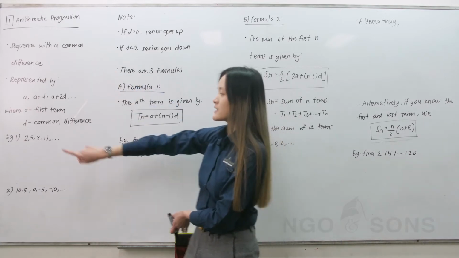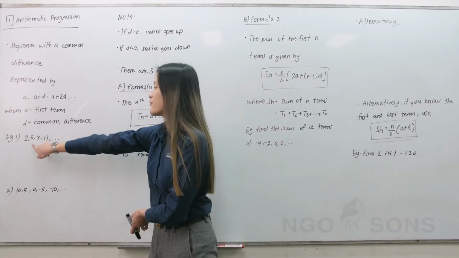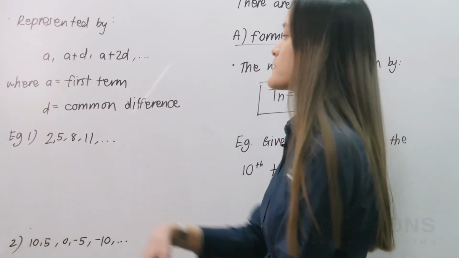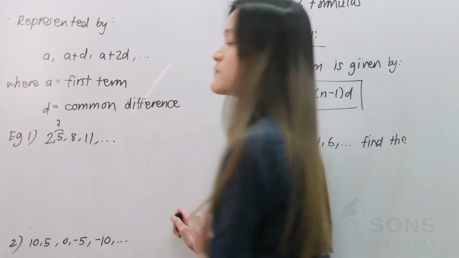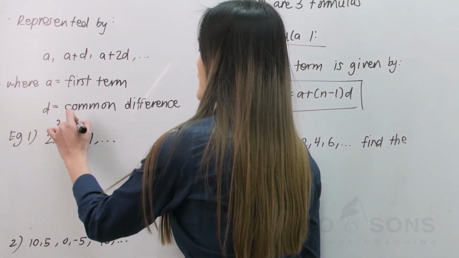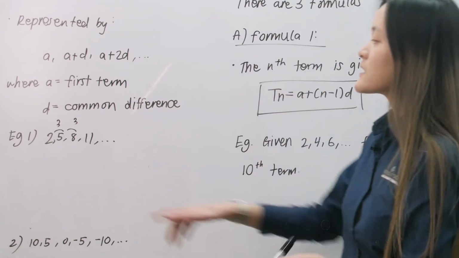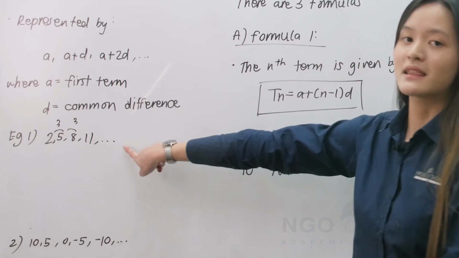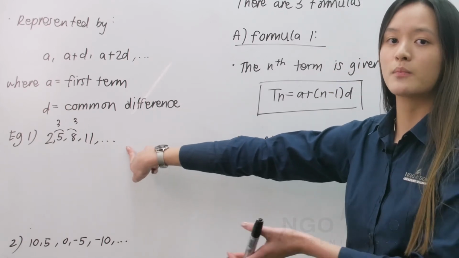So if you look at this sequence of numbers here, 2, 5, 8, 11, etc., if I get the right term minus the left term, 5 minus 2, that gives me 3. If I get the right term minus the left term, 8 minus 5 also gives me 3. Notice here I have a common difference, so by definition, this sequence is an arithmetic progression.